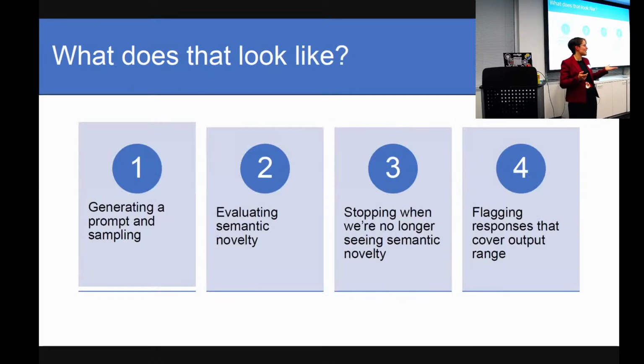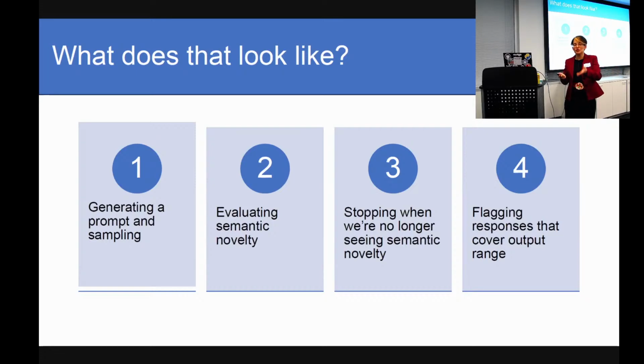So similar to last time, we're starting with generating a prompt and sampling, and then we're evaluating the semantic novelty of it. That gets back to the semantic scoring we were doing, where what we're asking this time is, are we seeing something new? Is this really close to something we saw before, or isn't it? We're stopping, again, when it looks stable. When we're no longer seeing semantic novelty, we can stop getting responses. And then we want to flag responses that cover that full output range.